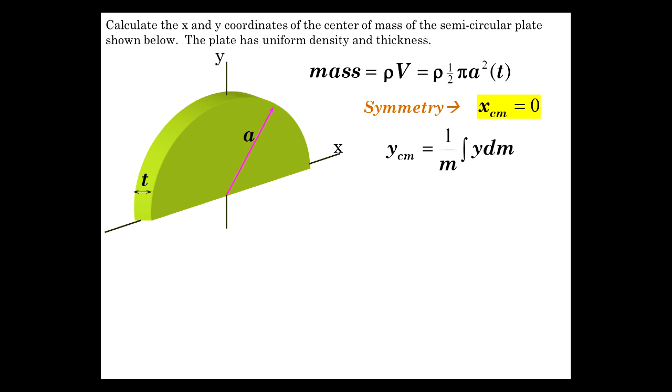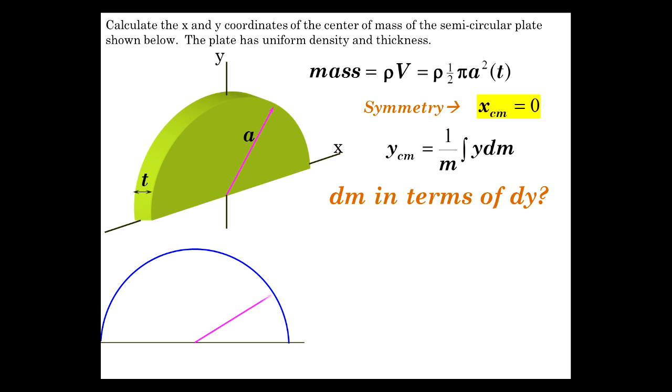Now, we have to use the generalized version of the center of mass for y, 1 over m integral of y dm. But we need dm in terms of dy. How do we get that? Again, we can't just utilize this as it stands. So what we're going to do is look at the geometry here a little bit.